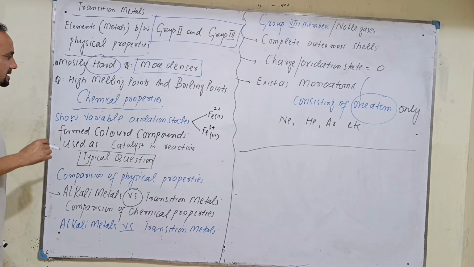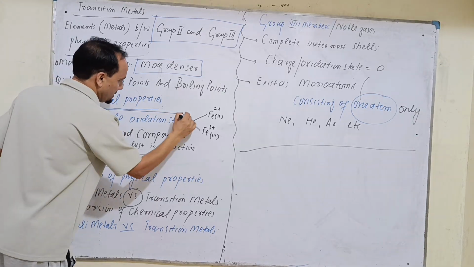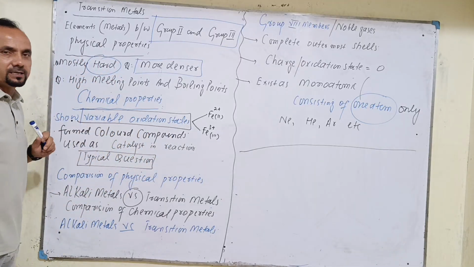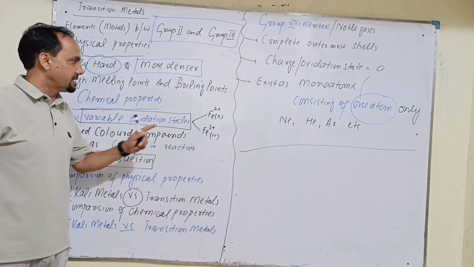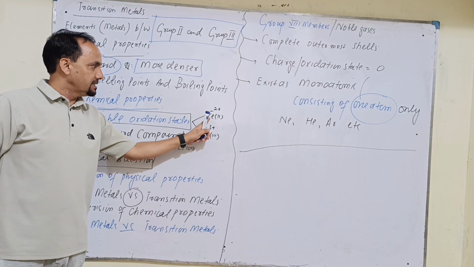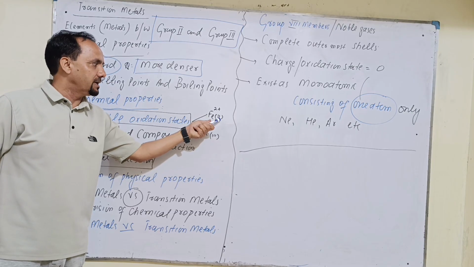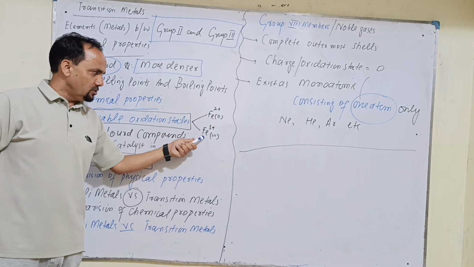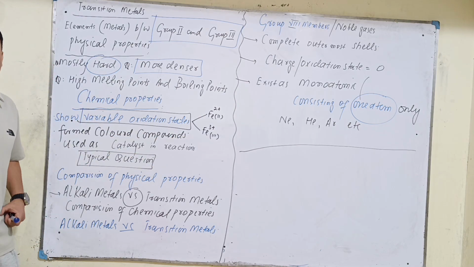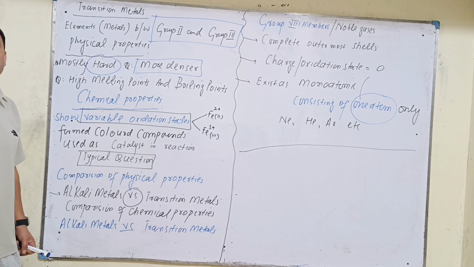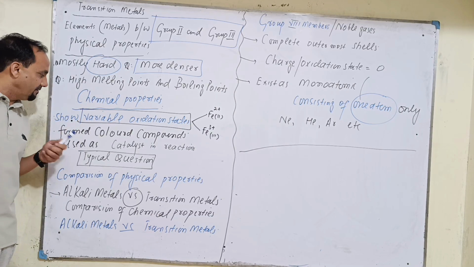And their chemical properties, they show variable oxidation states. What is the meaning of variable oxidation state? You can see iron with two variable oxidation states. The first one is Fe2+. This is also the oxidation state. Inside the brackets means 2. You can see iron with 3+. Like copper is +1, copper is also +2. So the oxidation states in transition metals are mostly variable.